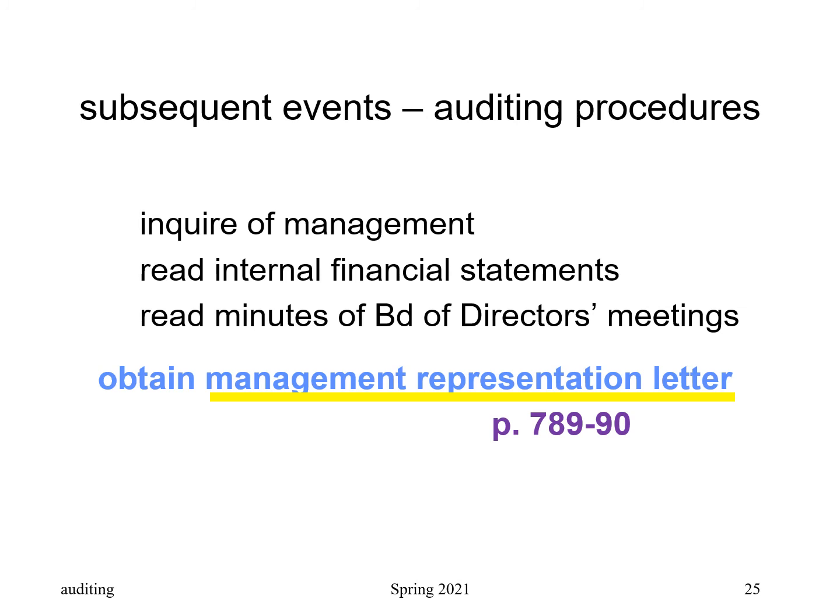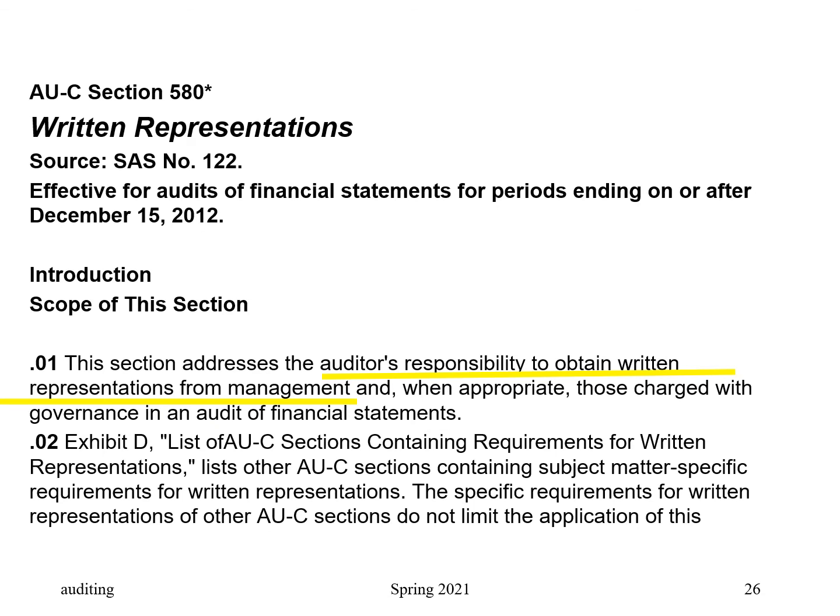So find the reports that the company uses to run their business on a day-to-day basis and review those. Read the minutes from the board of directors meeting and obtain a management representation letter. Okay. This is a required procedure. So auditing standards require auditors' responsibility to obtain written representations from management. Okay. This is a required auditing procedure.